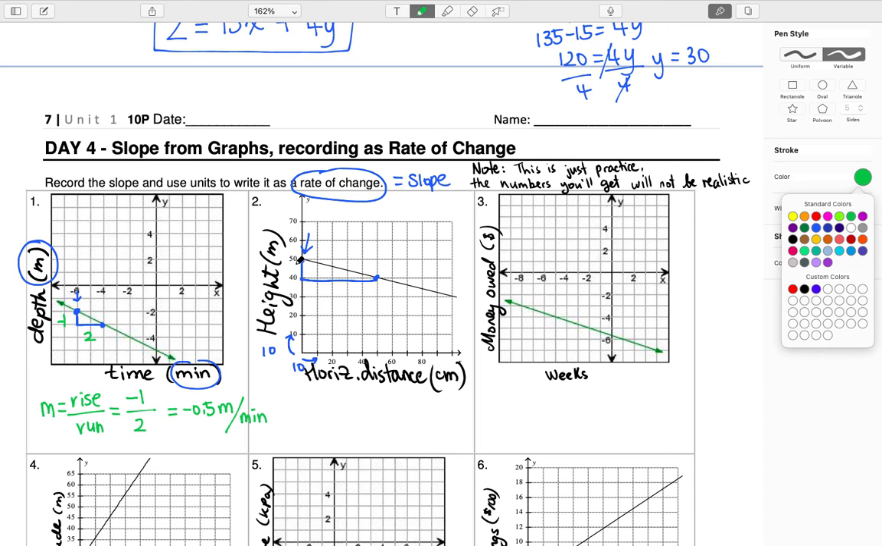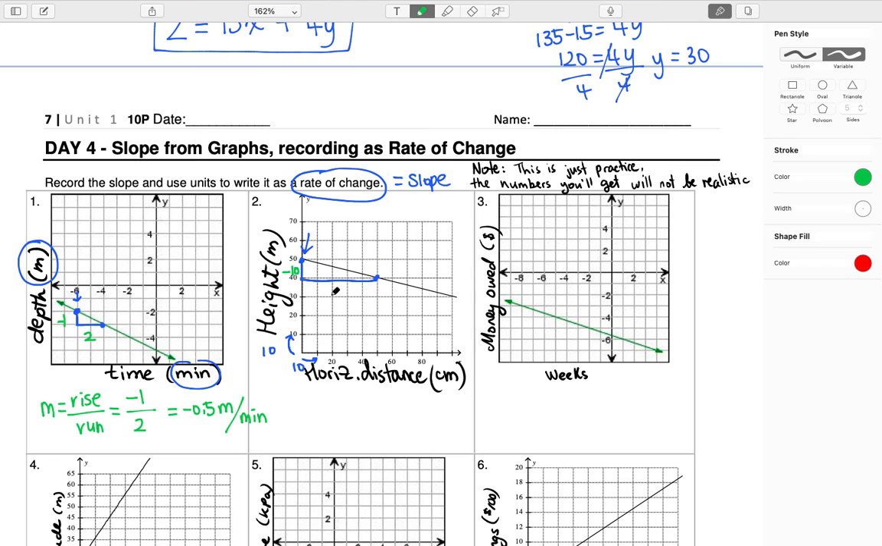So from here, I'm going down 10 steps. 1 unit is 10 steps, so I'm going down 10 units. And then 1, 2, 3, 4, 5. So I'm going to the right by 50 steps.